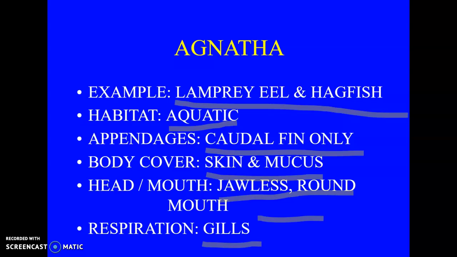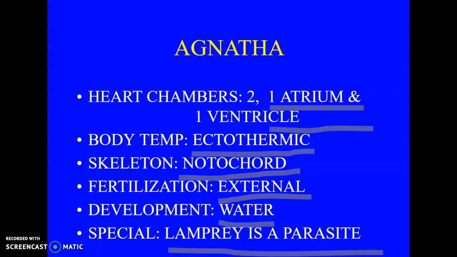There is a head and mouth. The head and mouth is jawless, and it has a round mouth. And for respiration, of course, it has gills. And the heart chambers, we have two chambers in this heart. We have one atrium and one ventricle. Body temperature is ectothermic, and students, if you remember, that means it's cold-blooded. We often say it's the same temperature as its surroundings.